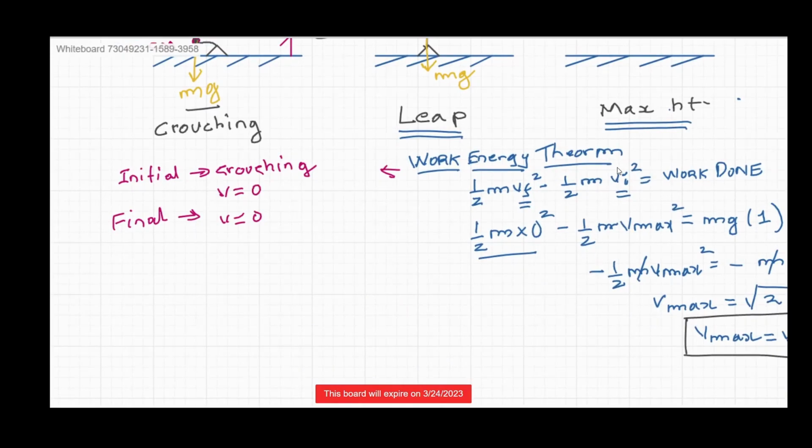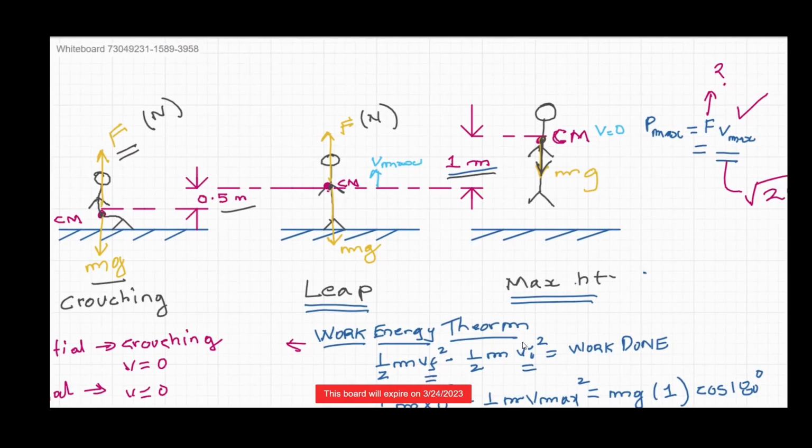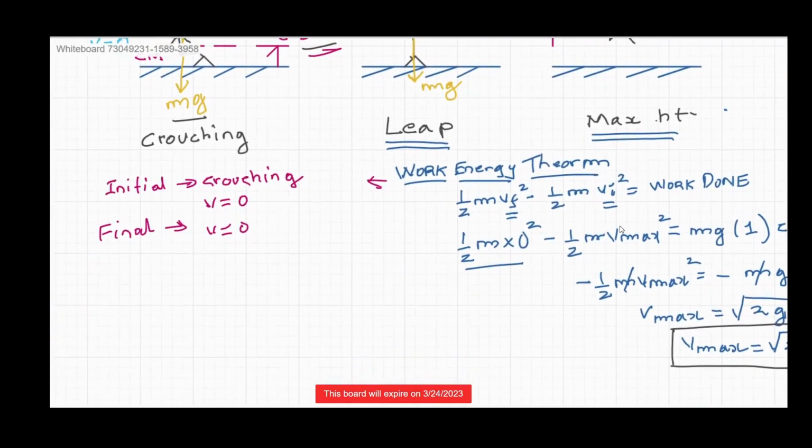And what is the height which he travels from the crouching position to the maximum height position? So if you see the distance the center of mass travels is 0.5 meters, plus a distance of 1 meter. So the total distance traveled is 1.5 meters. So the center of mass travels a distance of 1.5 meters.